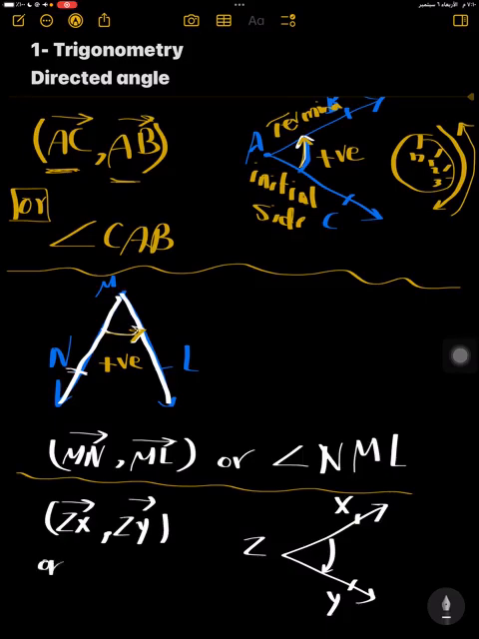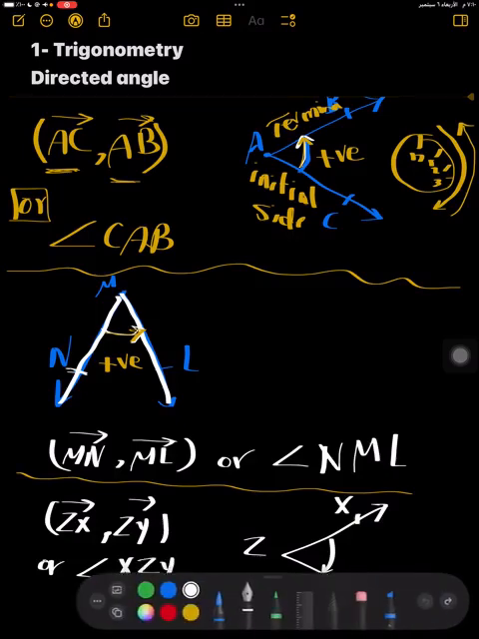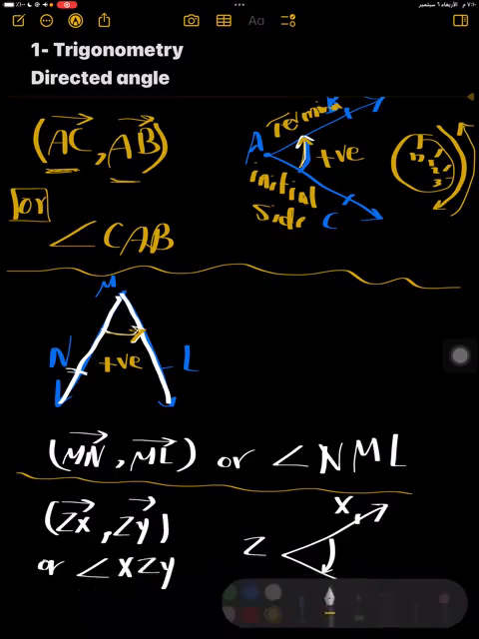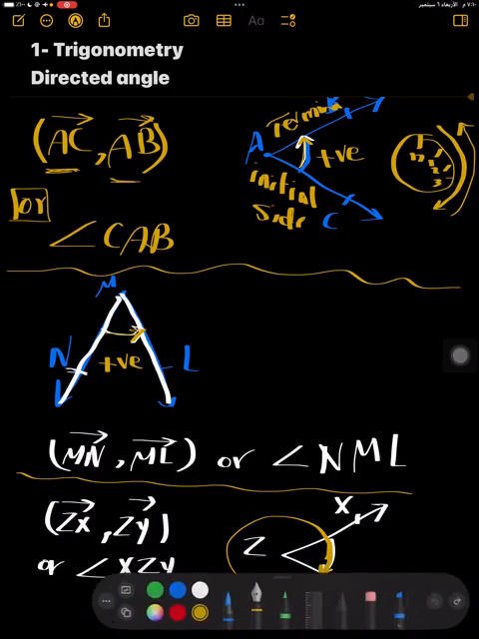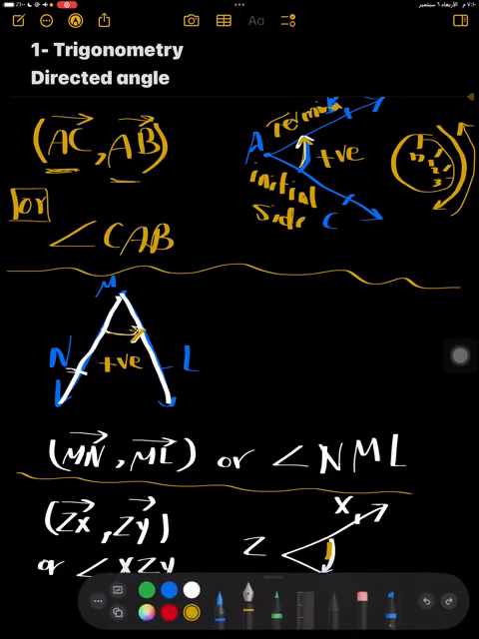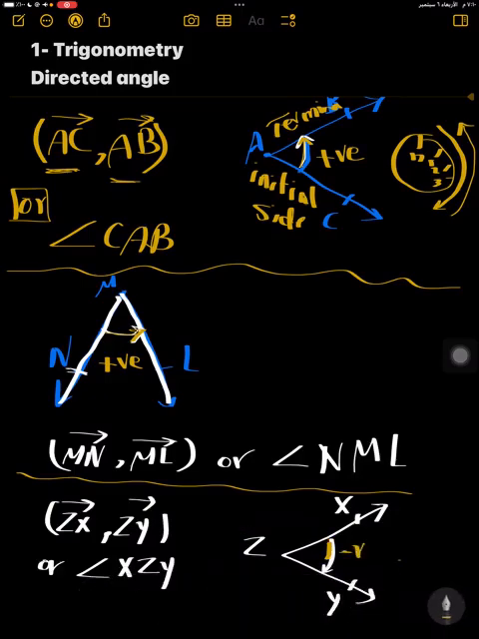Or we can name this directed angle by 3 letters, and don't forget to start from the initial side. So the name of this directed angle is angle XZY. XZY. The direction of this angle. Look at this arrow. This arrow, its direction is clockwise direction. If the direction is clockwise, so this angle, its direction is negative.